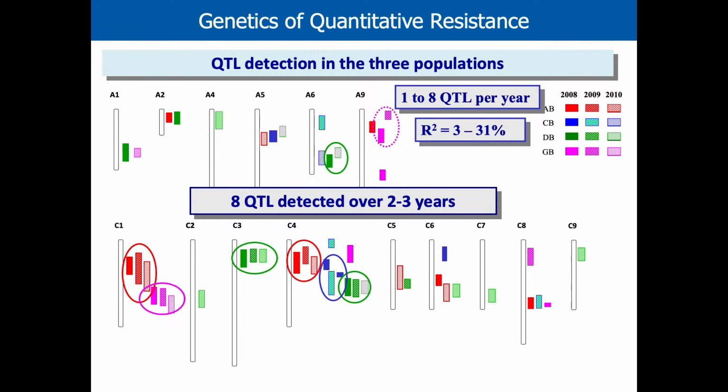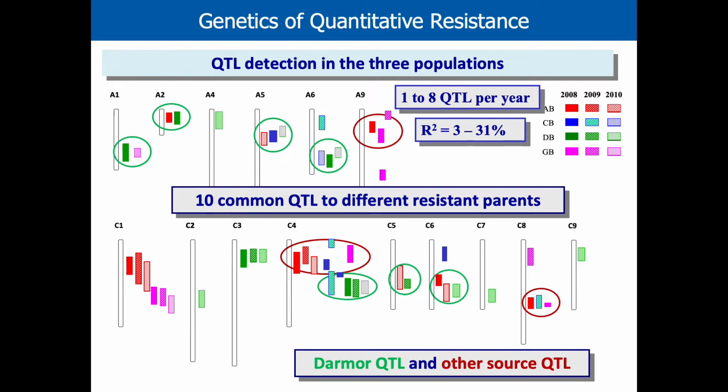When we compare the location of these QTL, we found that 8 QTLs were detected over 2 or 3 years. Then we compared the QTL between the different populations and showed that 10 QTL were common to the different resistant parents. Some of them were common to Darmor QTL, but other QTL were derived from the other resistant sources and were different from the ones of Darmor. We can see here also on C1, for example, that some QTL were specific to one resistant source.